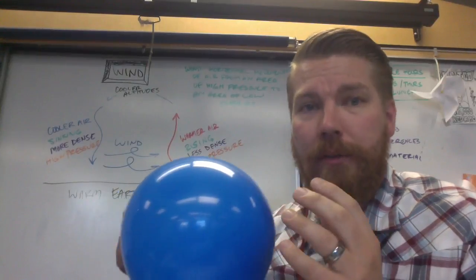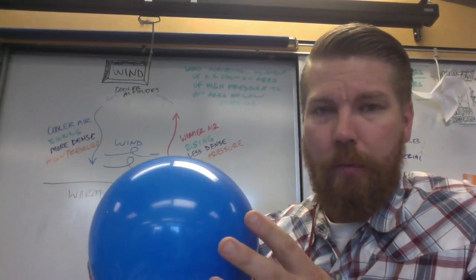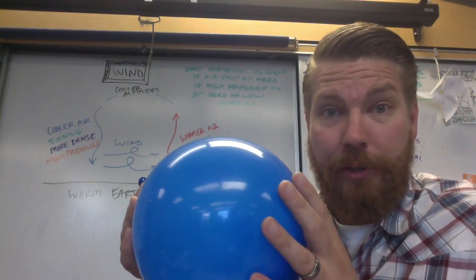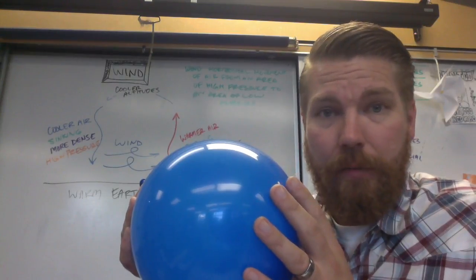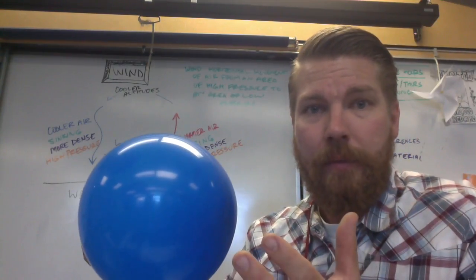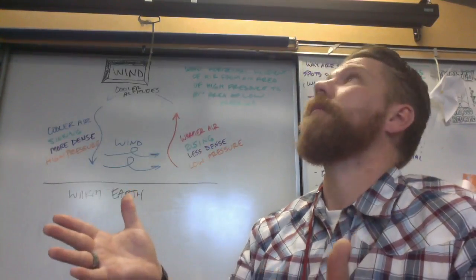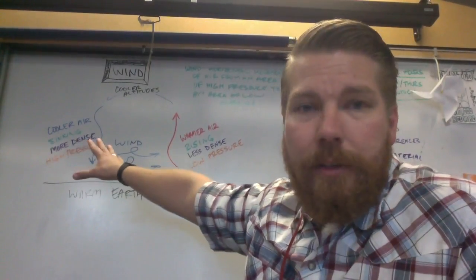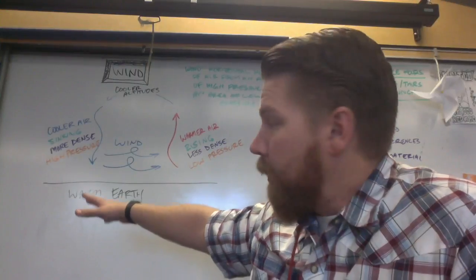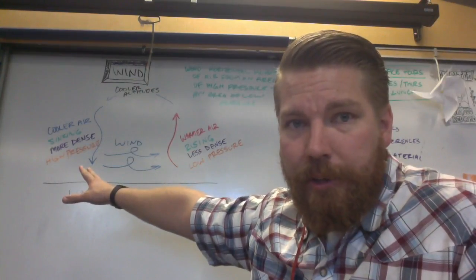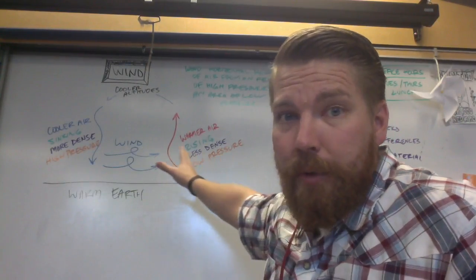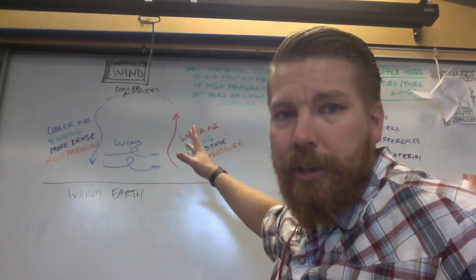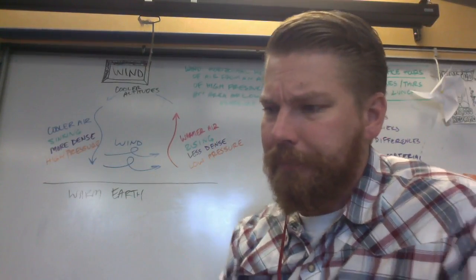What does the air want to do? It wants to move from this area of high pressure inside the balloon to an area of low pressure outside the balloon. And if we let it go, it does just that. Air is going to do the exact same thing. If air finds itself in an area of high pressure and there's an area of low pressure, it's going to move in that direction and create wind.